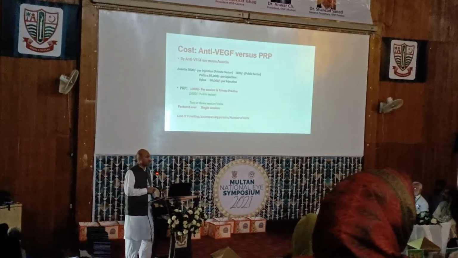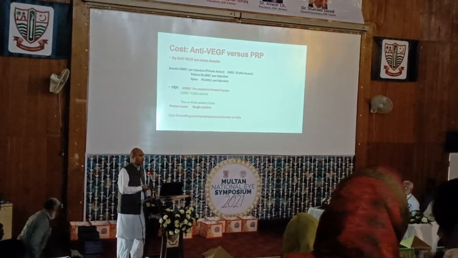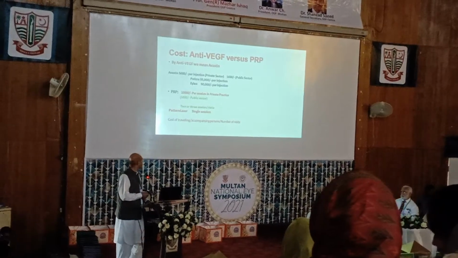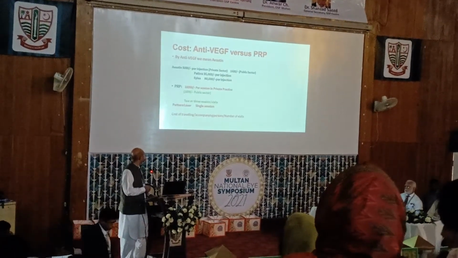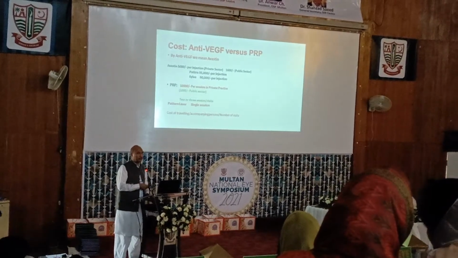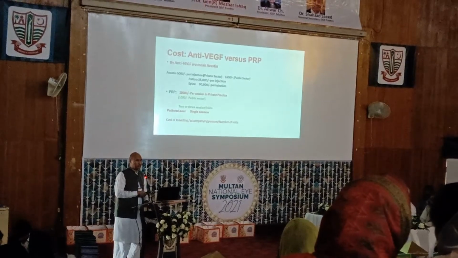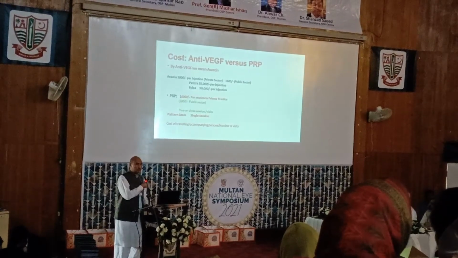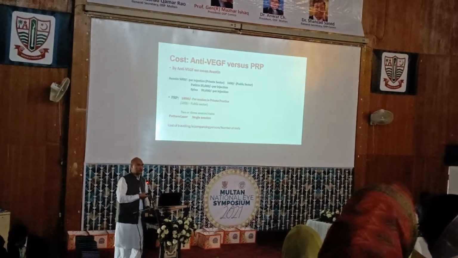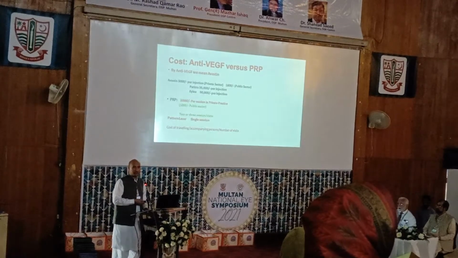Now, cost matters. In Pakistan, in our country, by anti-VEGF we mean Avastin, and that is because of the cost which is involved. One of my estimates about diabetic retinopathy is that the budget we require to treat just this one disease is about 500 to 600 billion, which is almost half of our national defense budget.